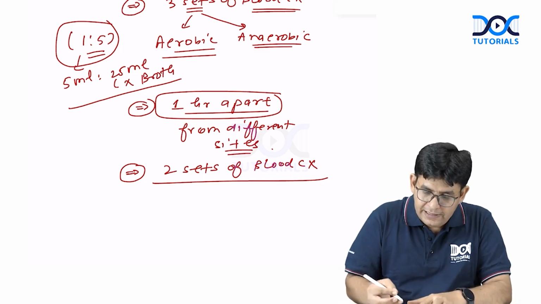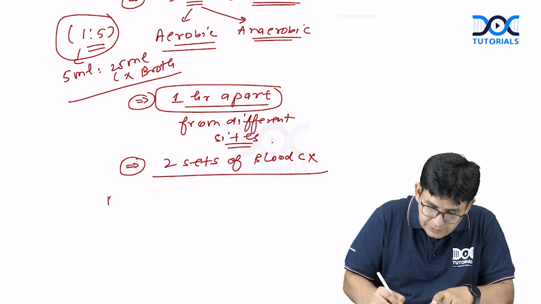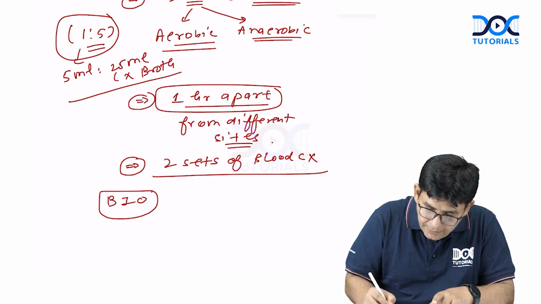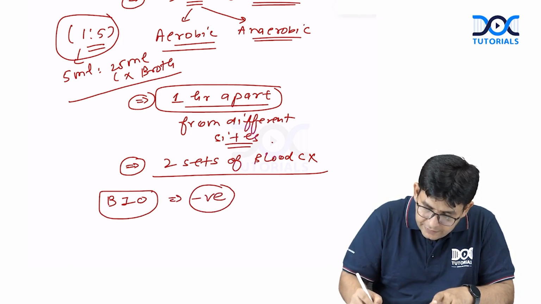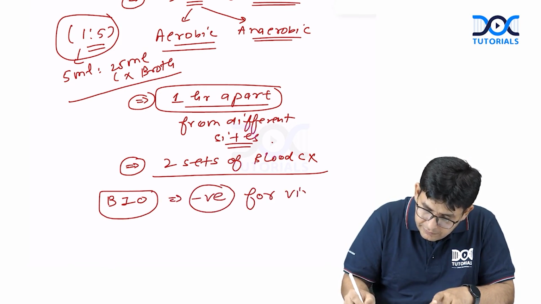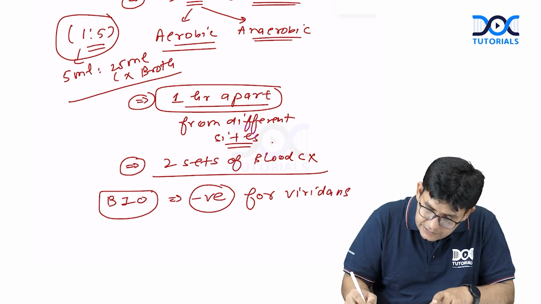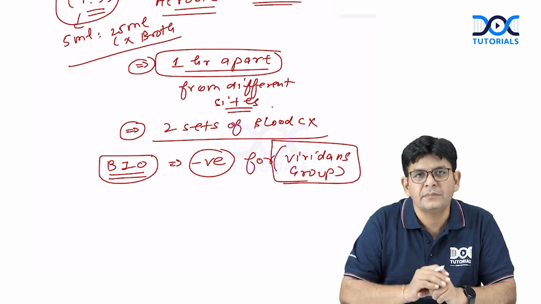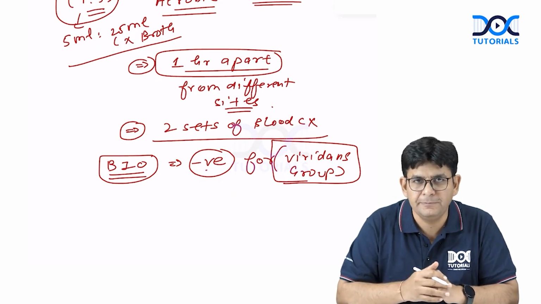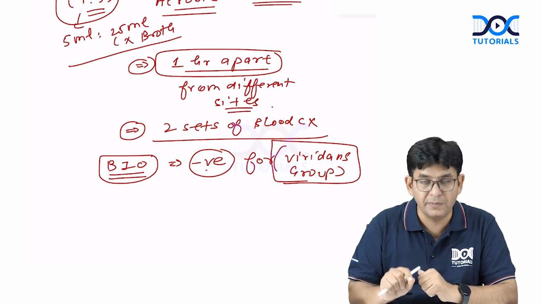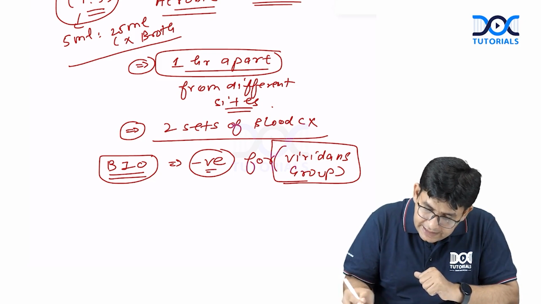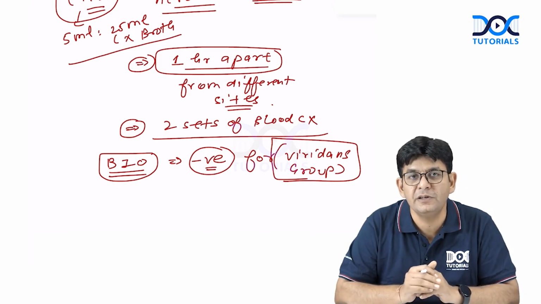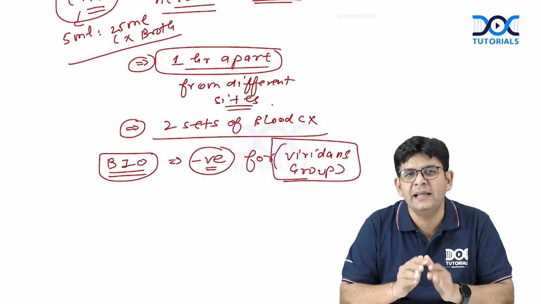Is it fine? And here I'm telling you a mnemonic: bio. Bio is negative for which particular group? For the viridans group. I will tell you what bio is later when we do pneumococcus. But you remember here, bio is negative for the viridans group, because they have given a question on this also.